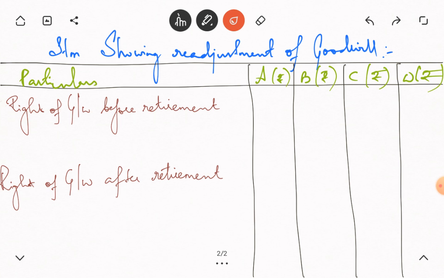The statement, you may prepare it, you may not prepare it, it's up to you. So this will just show how the goodwill will be readjusted after the retirement. So I have prepared here particulars, and then you have the different partners that you have, A, B, C, and D, and the amount in rupees. So firstly, the ratio of goodwill before retirement.